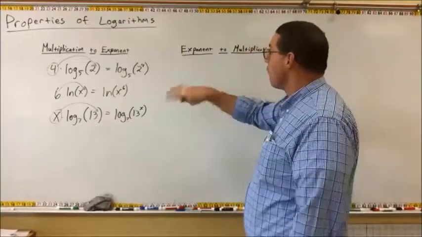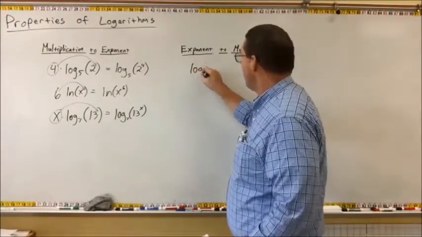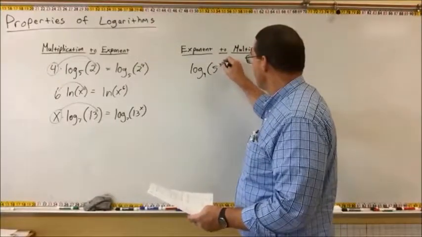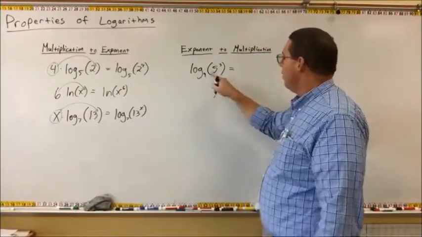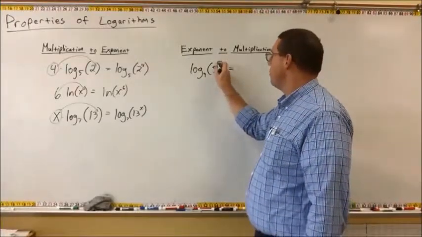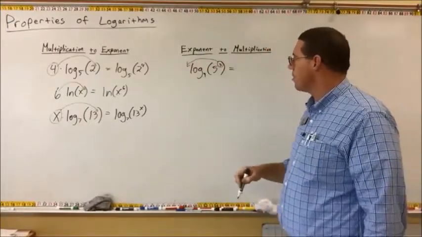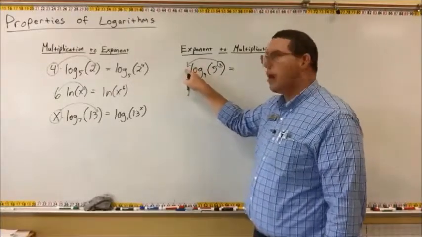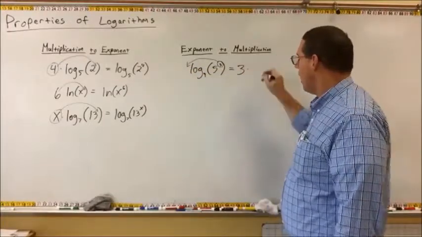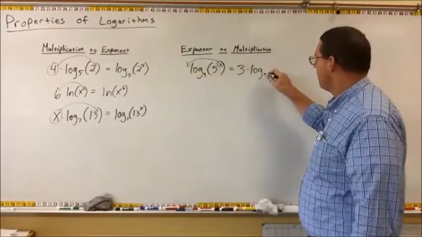All right, so now let's reverse it. Now let's go from the exponent to multiplication. What if I have log base 9 of 5 to the 3rd power? Well, if we have an exponent inside of the logarithm, we can take that exponent off of the number inside the logarithm, and we can put it on the outside as multiplication. So the 3 would go in front of the logarithm, multiplied by the logarithm. So this would become 3 times log base 9 of 5.